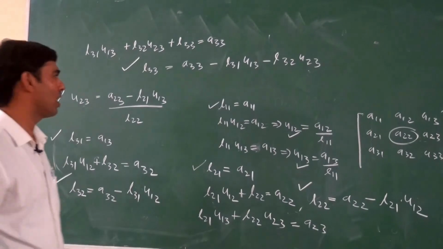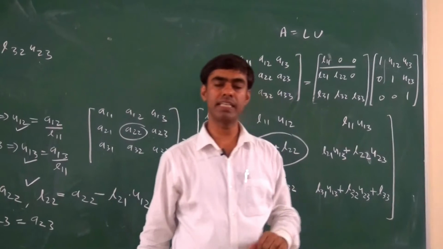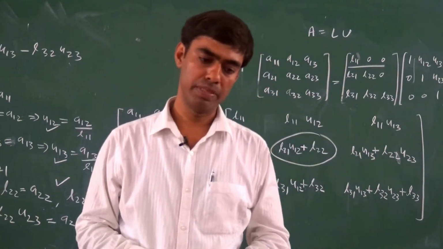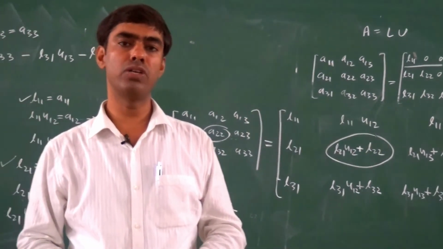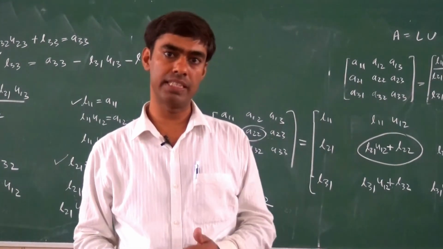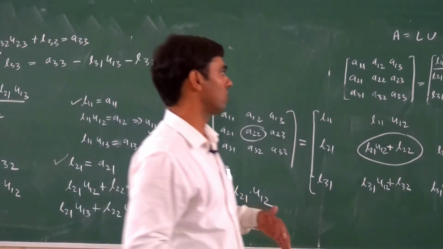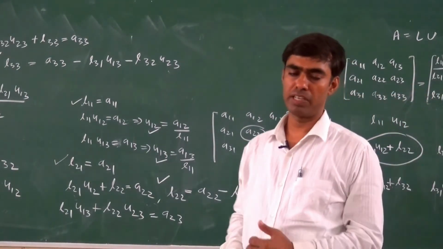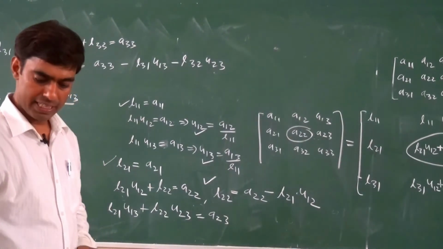So we are able to find all the elements of the lower triangular matrix and the upper triangular matrix in terms of the elements of matrix A, which are constants: A11, A12, A13, A21, A22, A23, A31, A32, A33. So all the unknown elements of the lower and upper triangular matrices are found in terms of the elements of matrix A.